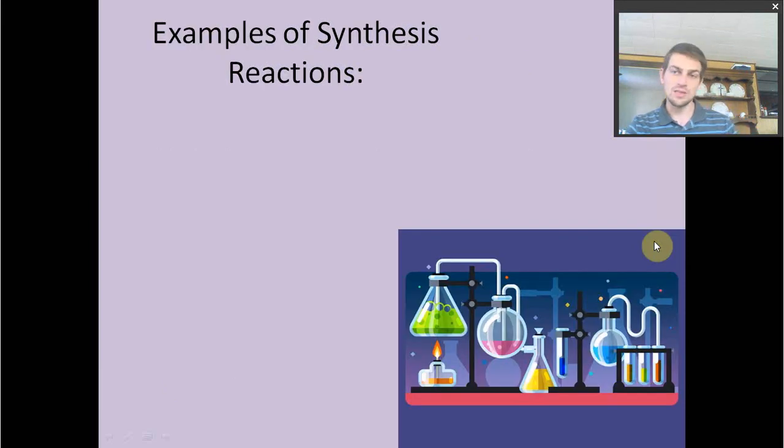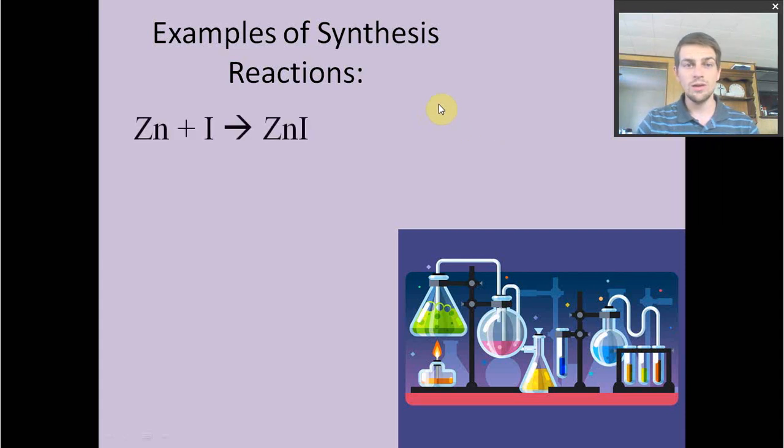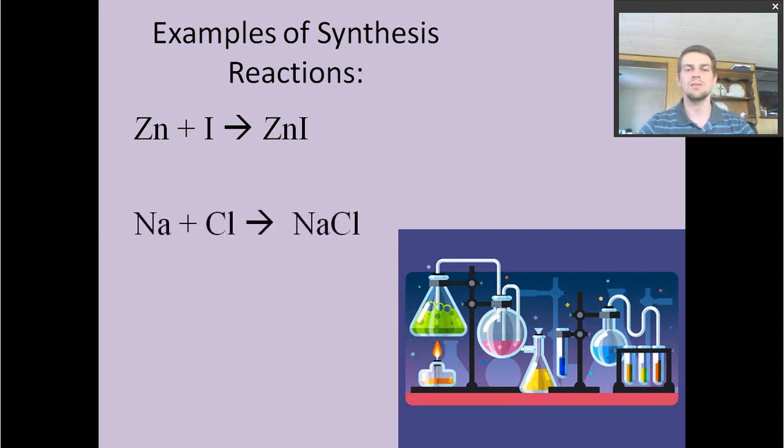So let's do a couple examples of synthesis reactions so you can see how this works. The first one here is Zn, which is zinc, plus I, which is iodine, and it's giving us ZnI, which is zinc iodide, which is zinc and iodine just stuck together. So Zn plus I, arrow, ZnI. It seems simple enough, right? You just smash the letters together and you win. So let's look at another one. Na plus Cl, arrow, NaCl.